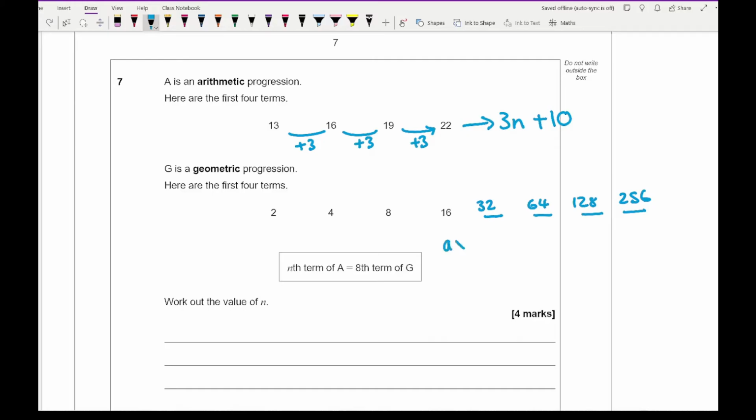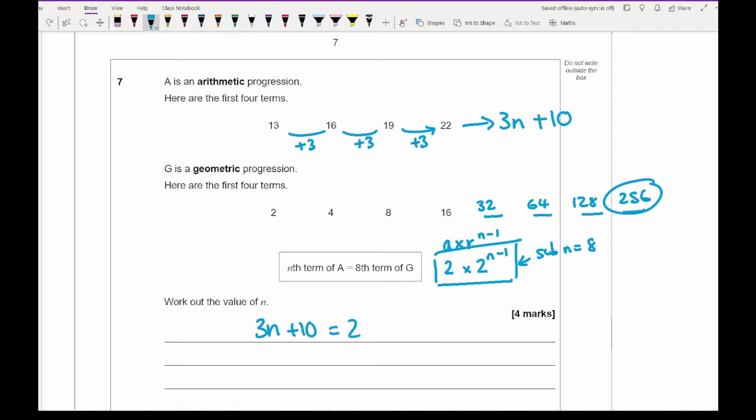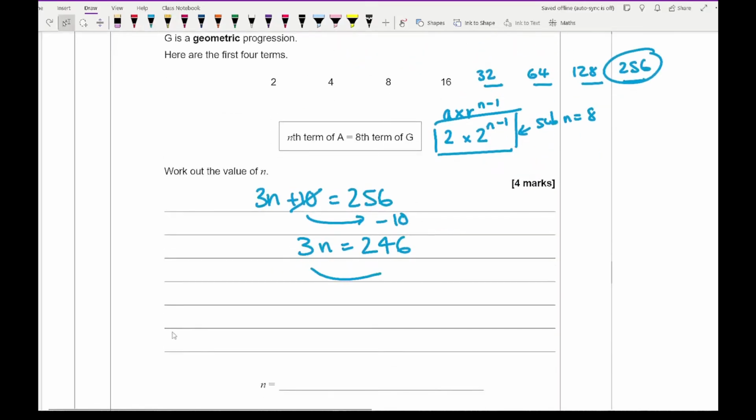Alternatively, what you could have done is found the nth term of this geometric progression, which is going to be, well, the formula is a times r to the power of n minus 1. A is the first term, which is 2. R is the common ratio, which is also 2, n minus 1. And then if I sub n equals 8 into this particular formula, it would also give me 256. So what I've got is 3n plus 10 equals 256. So then taking away the 10, I end up with 3n equals 246, and then dividing by 3, I get 246 divided by 3, which is 82.